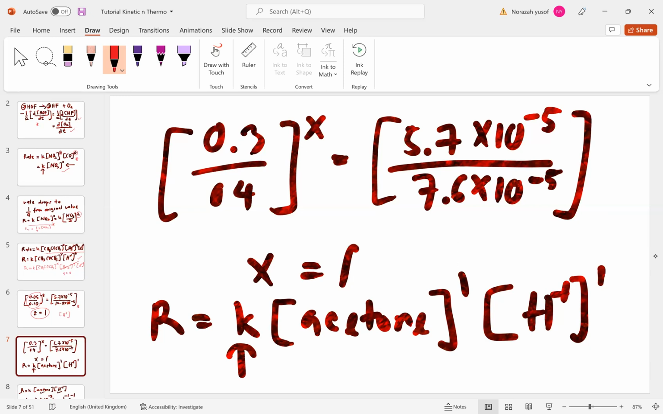So automatically dia punya reaction order for bromine is 0. Dia tak affect pun rate of reaction. Okay? Faham, Prof. Terima kasih. Right. So kita teruskan. Sekarang ni kita nak dapatkan X pula kan? So X, we need to vary the concentration of acetone.